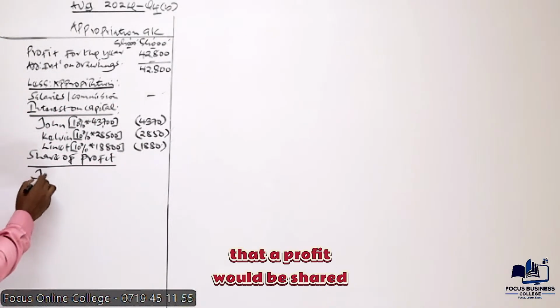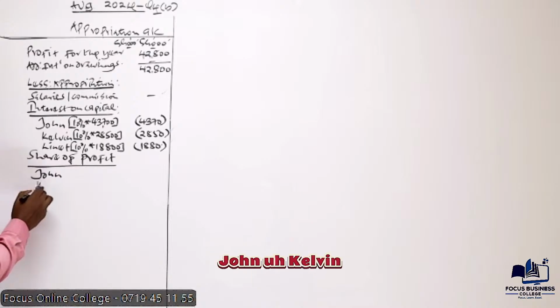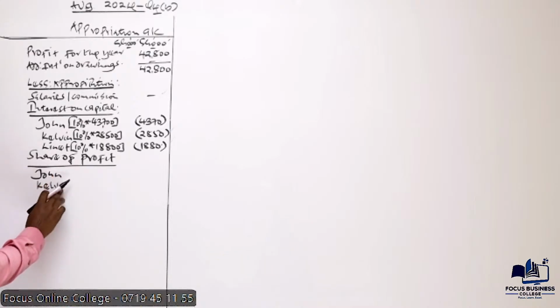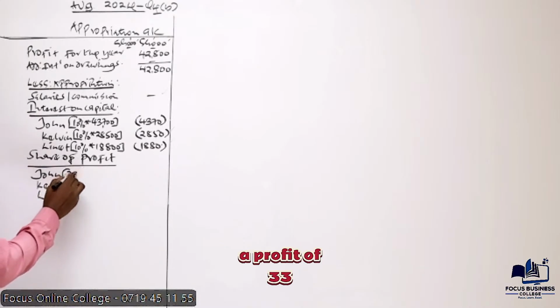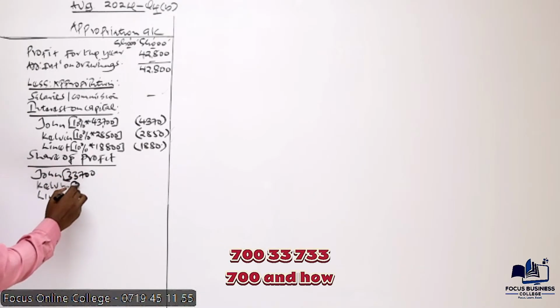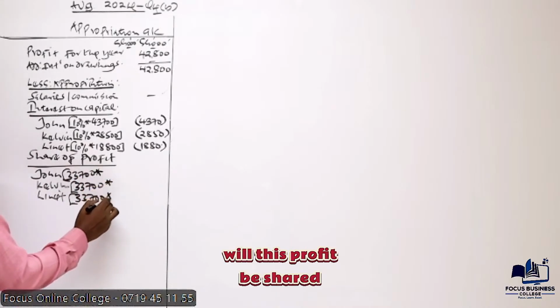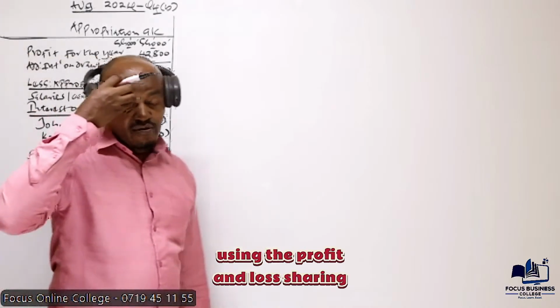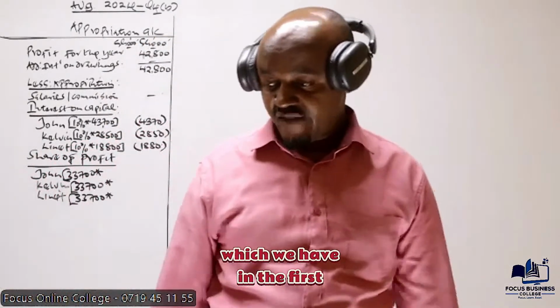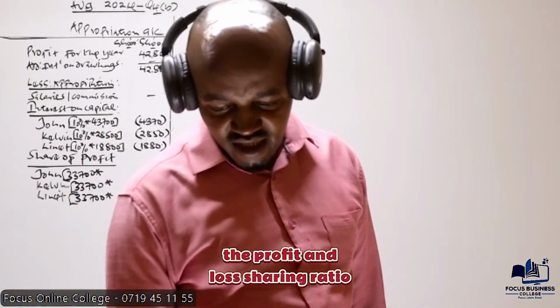Now that profit would be shared among our three partners, John, Kelvin, and Renette. They will share a profit of 33,700. And how will this profit be shared? This profit will be shared using the profit and loss sharing ratio, which we have in the first paragraph of our question. The ratio is 5:3:2.